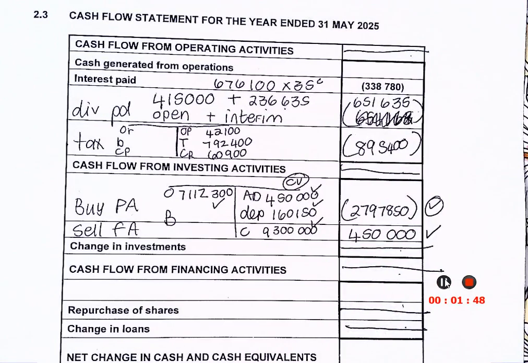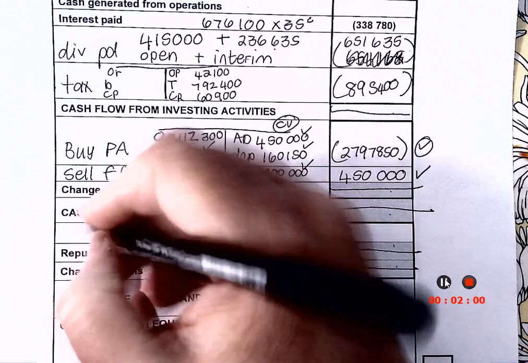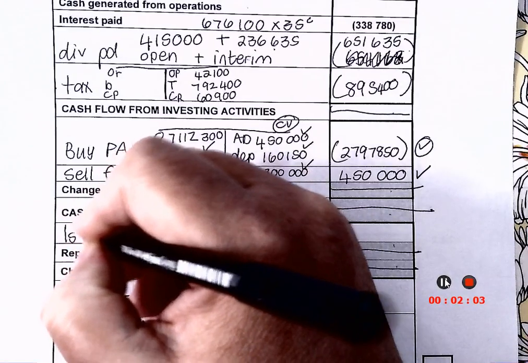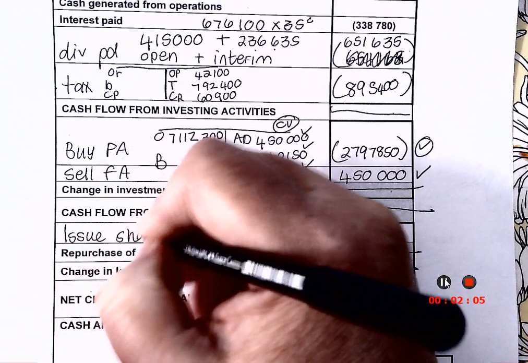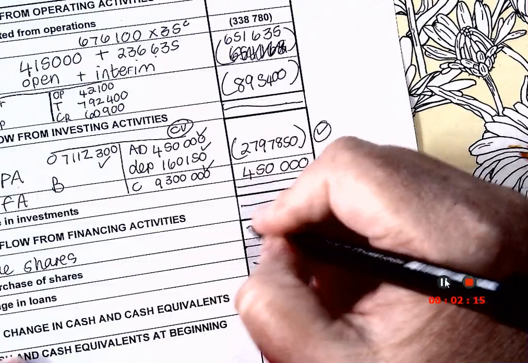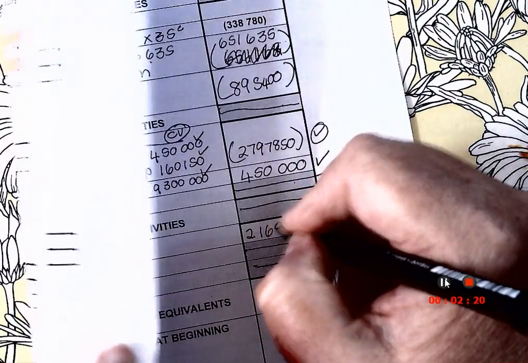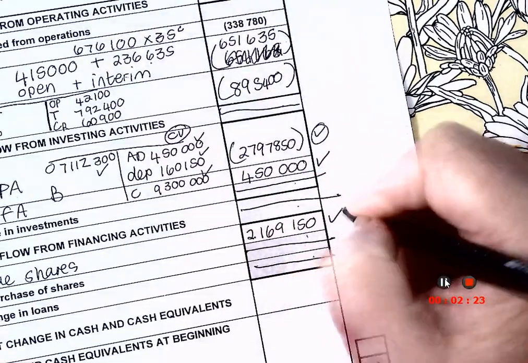Everybody sharp with that? Now what do I short here at the cash flow from financing? I short the sell shares, the issue shares. And remember the issue shares, they gave me the answer, 2169,150. So that was a giveaway.